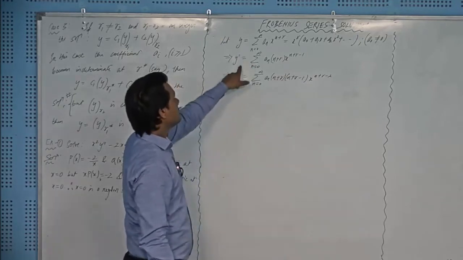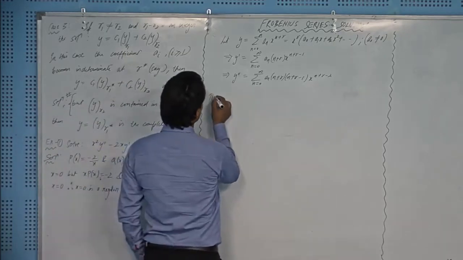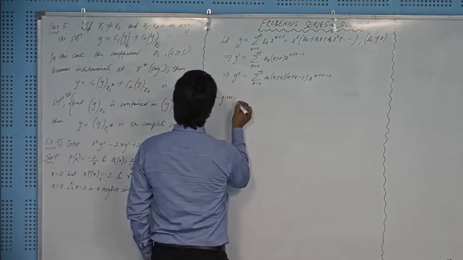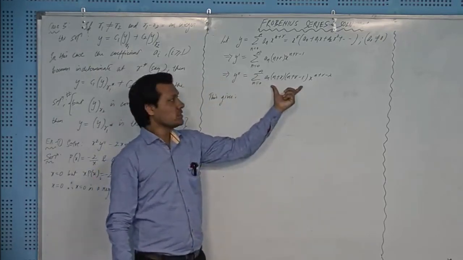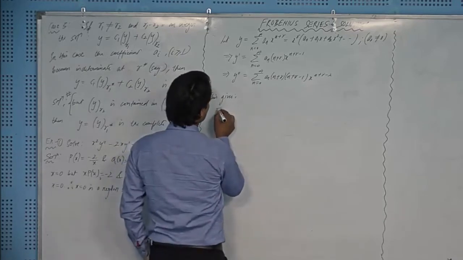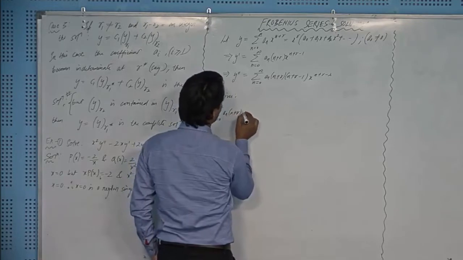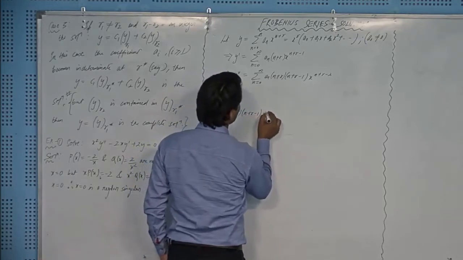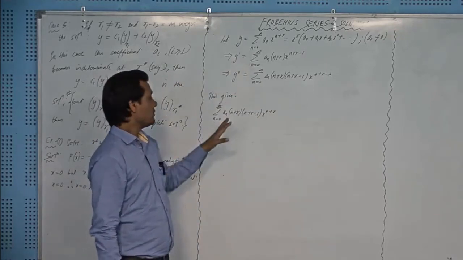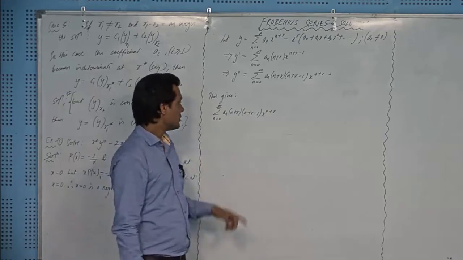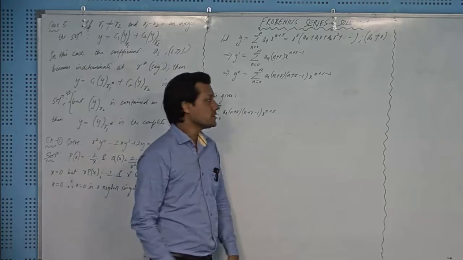So plugging these derivatives and y here in my differential equation, this gives x square multiplied by y double dash. So you have to multiply this with x square. That will produce summation n equal to 0 to infinity a n n plus r minus 1 x to the power n plus r. Remember that multiplying any derivative with any power of x does not change the range of summation, right, in case of Frobenius series.